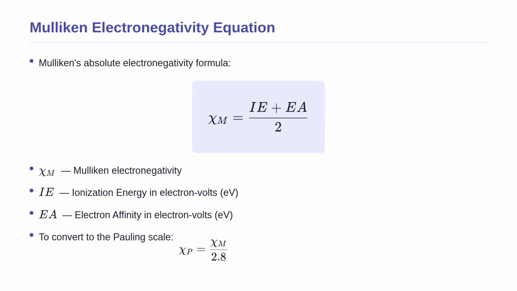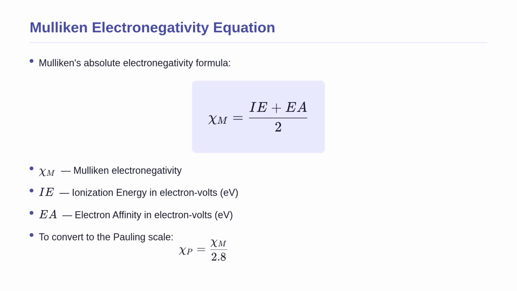This brings us to Mulliken's formula. Conceptually, an atom's overall desire for electrons is just the midpoint between its reluctance to lose one and its eagerness to gain one. The symbol chi sub M represents the Mulliken electronegativity. IE stands for ionization energy and EA stands for electron affinity. Both must be expressed in electron volts for this specific average.